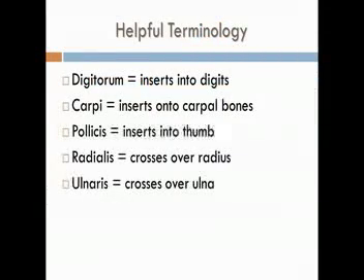A couple helpful terminology for you today is going to be digitorum. This means that a muscle inserts into the digits. Carpi. This means a muscle that inserts into the carpal bones. Palmaris. A muscle that inserts onto the thumb. Radialis crosses over the radius, and Ulnaris crosses over the ulna. All these terms should be able to help you identify and name muscles and name what they do, where they're located.